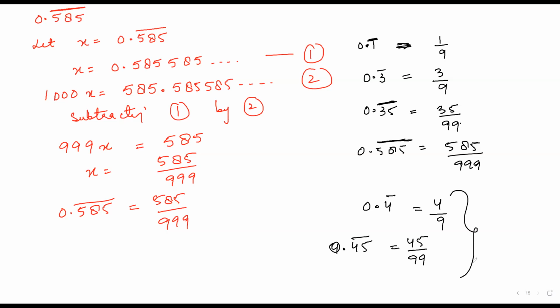So conversion of pure recurring decimal you have seen. Now let us see conversion of mixed recurring decimal. So these were all pure. Now we will take some examples of mixed. Fine, Zainab?